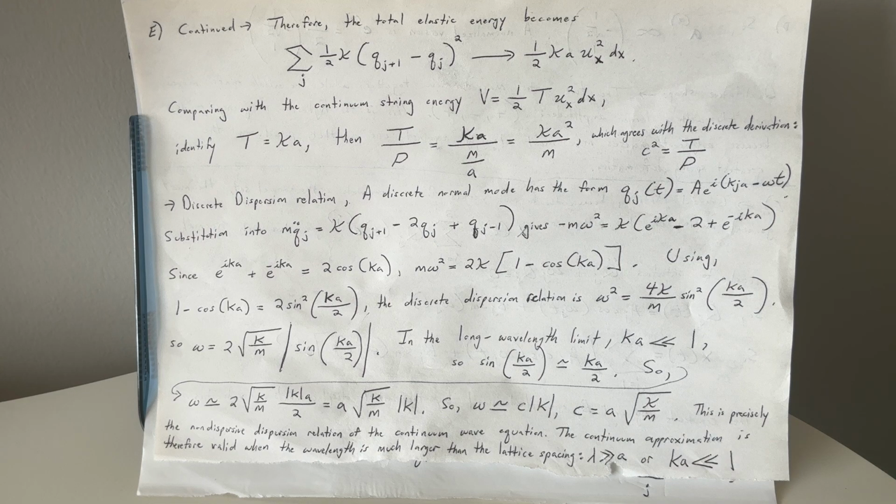And this is precisely the non-dispersive dispersion relation of the continuum wave equation, and the continuum approximation is therefore valid when the wavelength is much larger than the lattice spacing, where lambda is much greater than a, where ka is much less than 1.